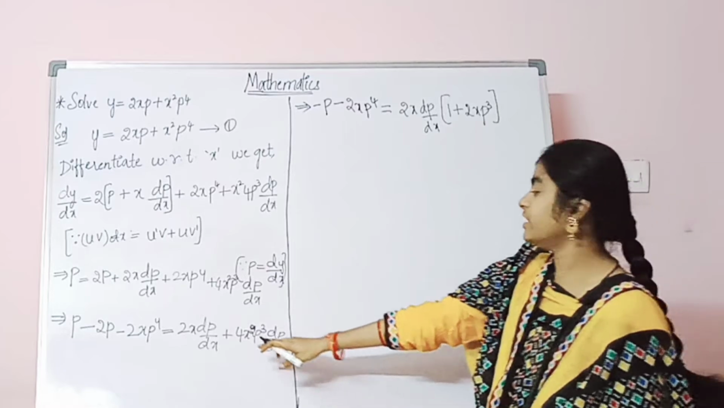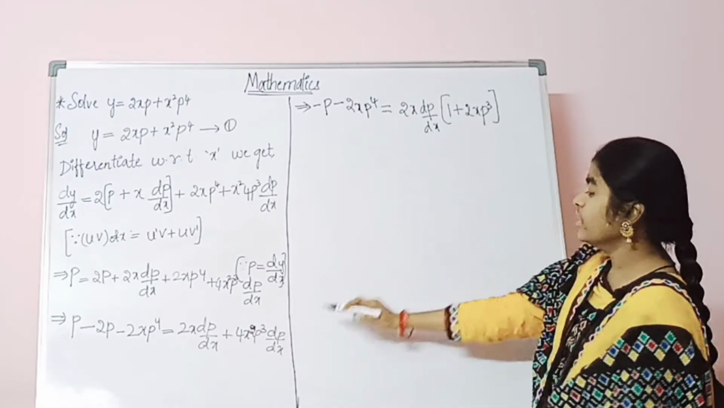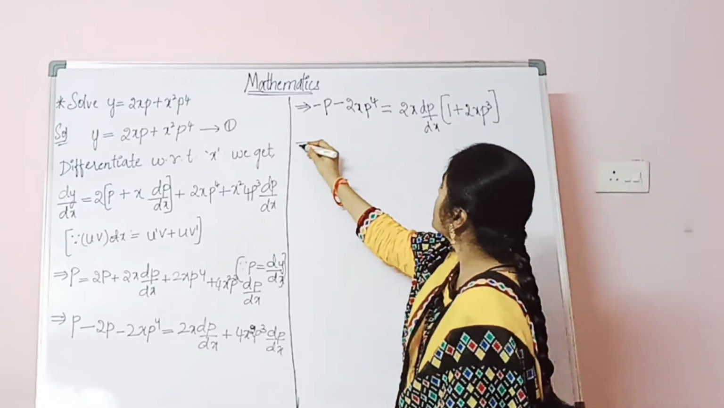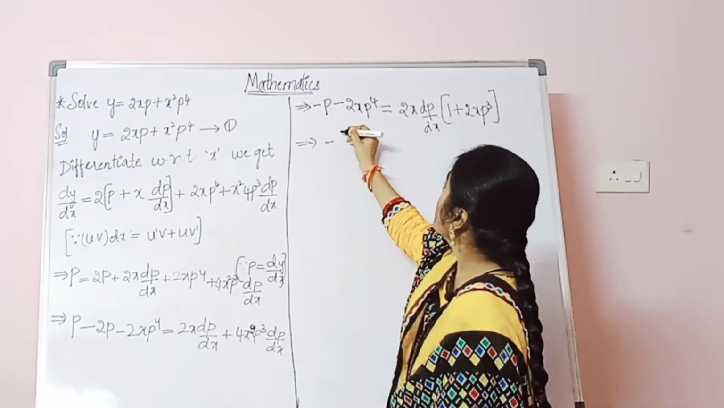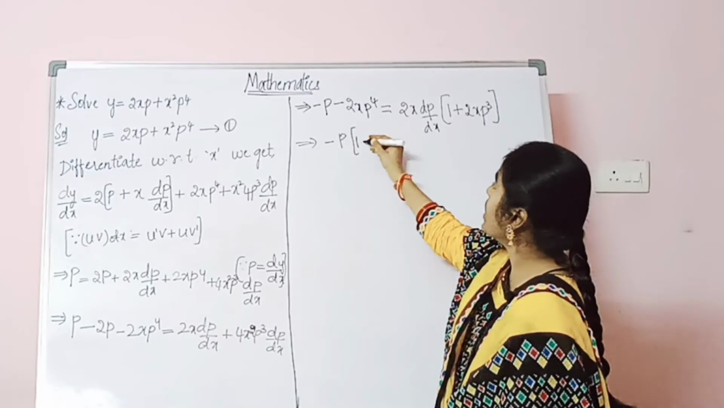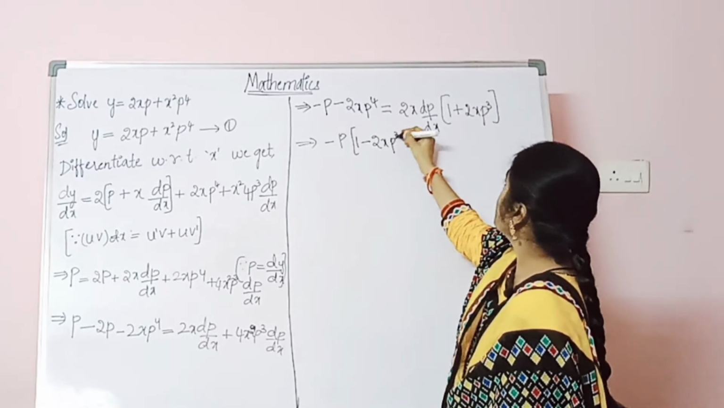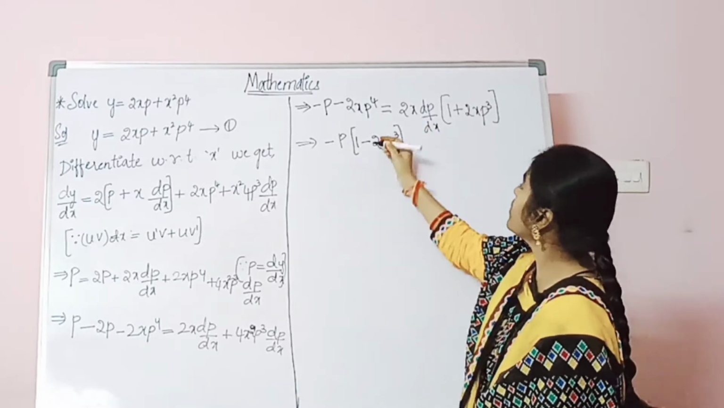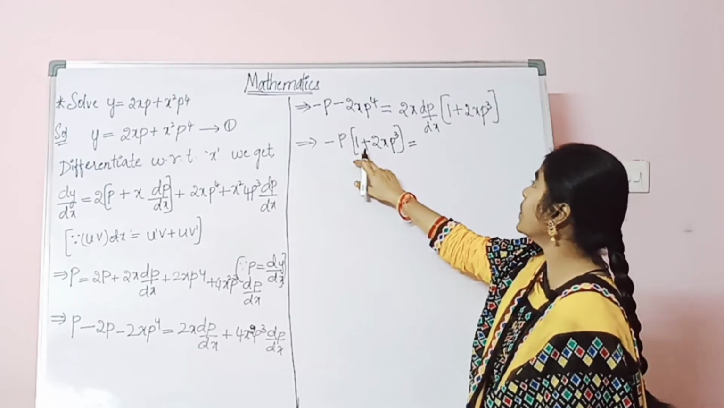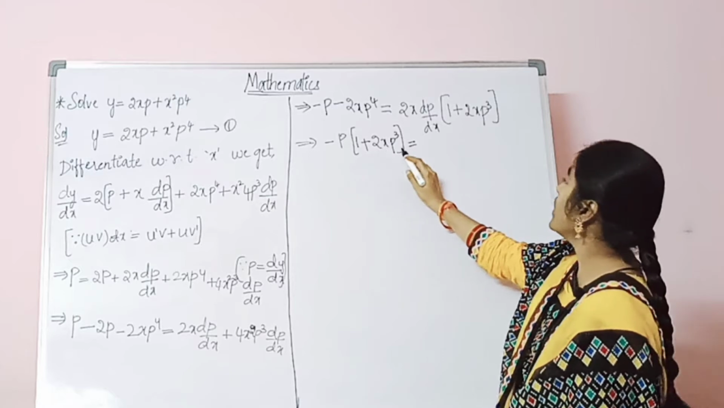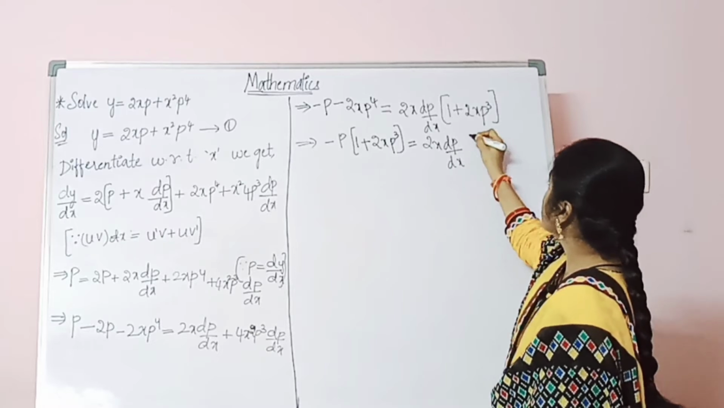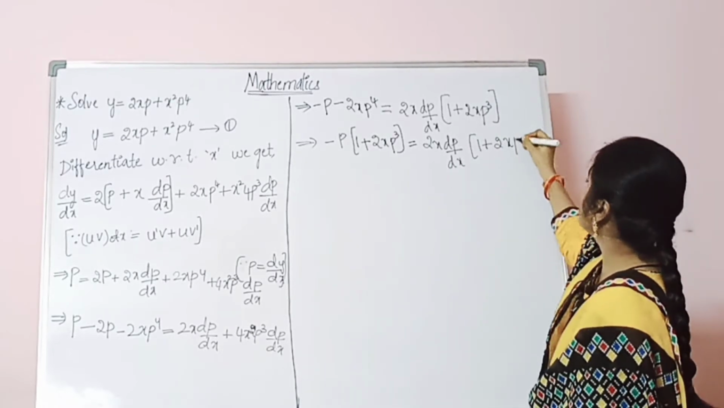Here we are taking 2x dp by dx common. So into 1 plus 2, 2s are 4, so 2x p cube. Now here we are taking p common. So minus p common: p into 1 minus 2x p cube. Here minus into minus is plus. We are taking p common, so p into 1 plus 2x p cube, which equals 2x dp by dx into 1 plus 2x p cube.